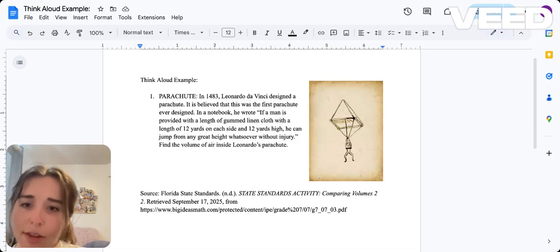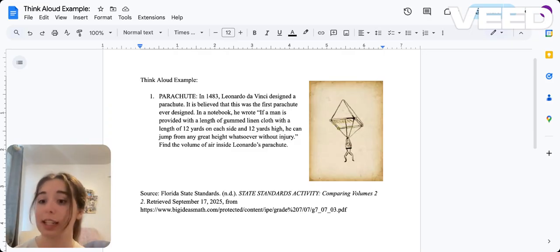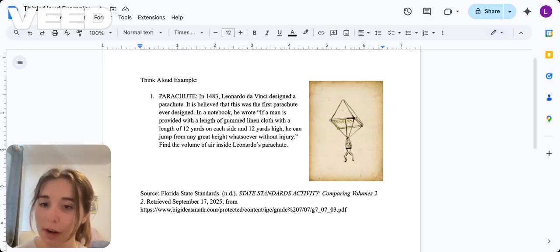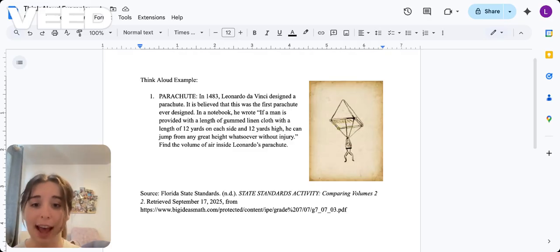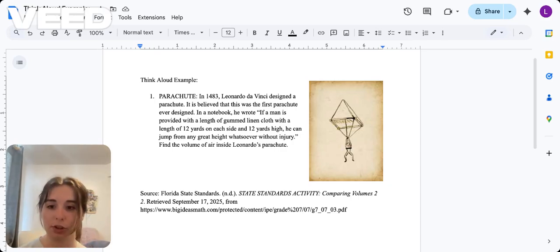In 1483, Leonardo da Vinci designed a parachute. It is believed that this was the first parachute ever designed. Okay, great. So they might give us some information. We don't know if it's all needed or not, but let's keep reading. In a notebook, he wrote, "If a man is provided with a length of gummed linen cloth with a length of 12 yards on each side and 12 yards high, he can jump from any great height whatsoever without injury." So I'm going to stop us right there.